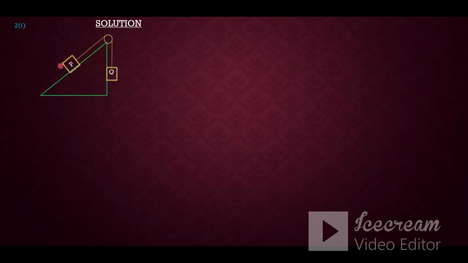Of course, we are being told that we have two bodies, body P and body Q. Body P is on the inclined plane, and the plane is inclined at an angle of 30 degrees. And of course, Q is hanging vertically as such.